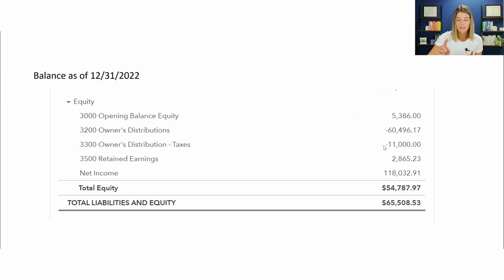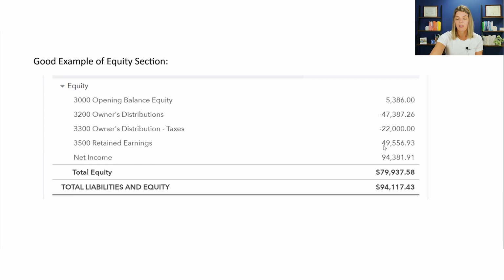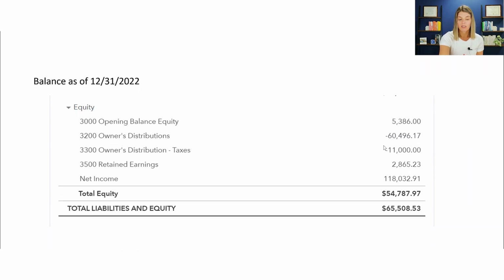All right. So here's an example of closing out the equity section. This is a different equity section. It's actually from the good example that I have. I believe this is as of May 31st, what we're looking at here. And so we took that same company and then pulled the balance sheet as of 12/31/2022, so we could see what the balances are at the end of the year of the owner's distribution and the owner's distribution taxes accounts. And these two, for the 60,000 and the 11,000, need to be closed out.